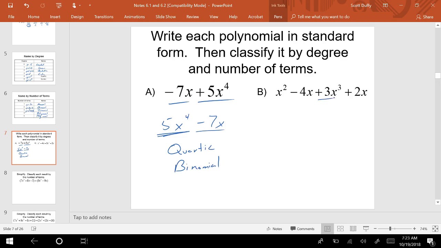This next one, this term needs to be first. This needs to be second. This needs to be third. I'll actually put these two together. So we have 3x to the third plus x squared minus 2x. That has three terms, so we know it's going to be a trinomial, and the highest degree is 3, so that is cubic trinomial.